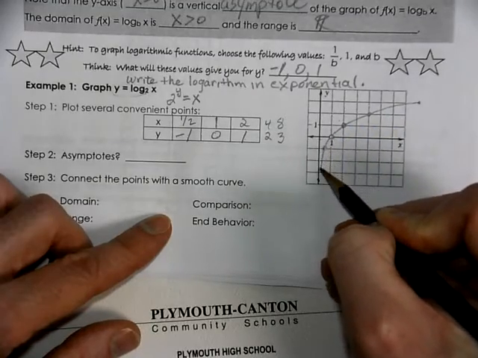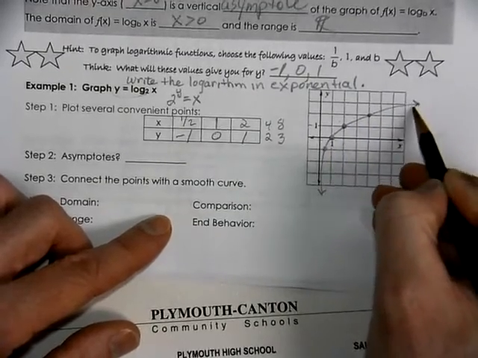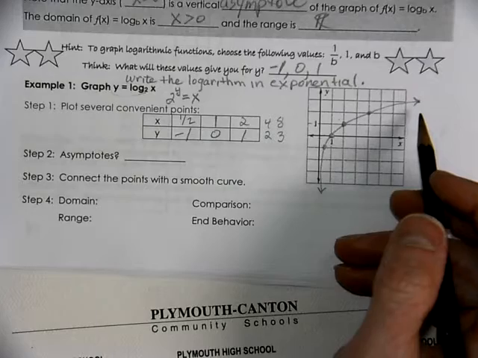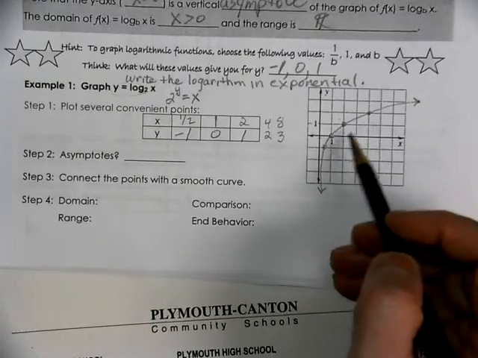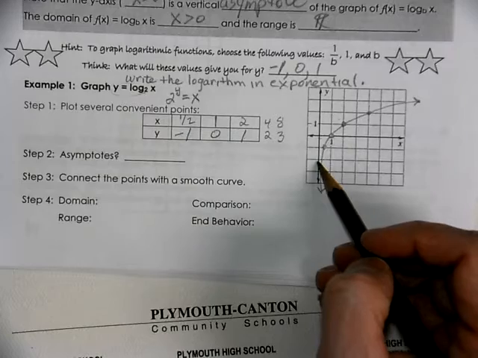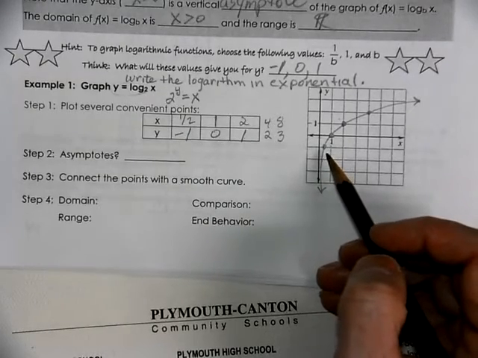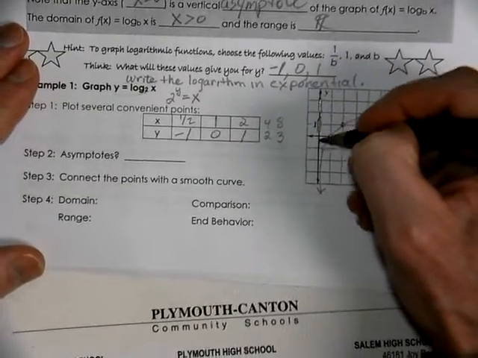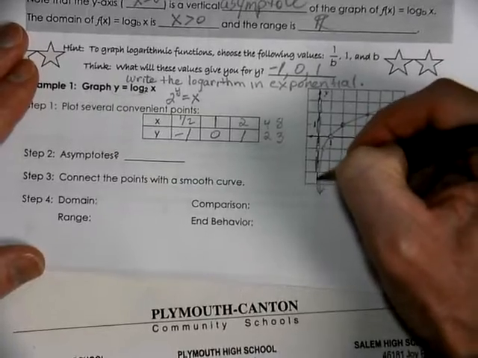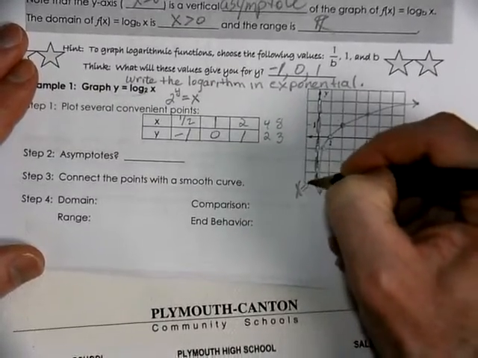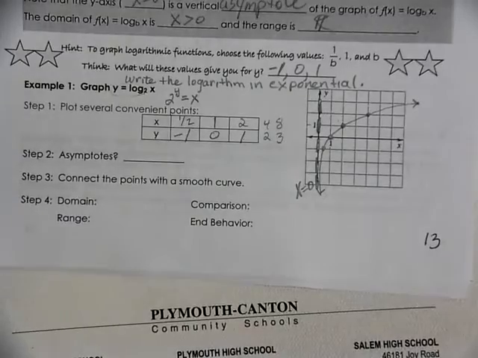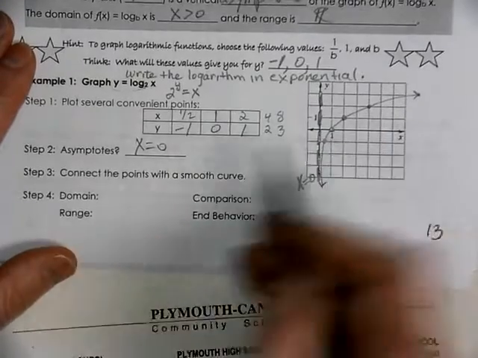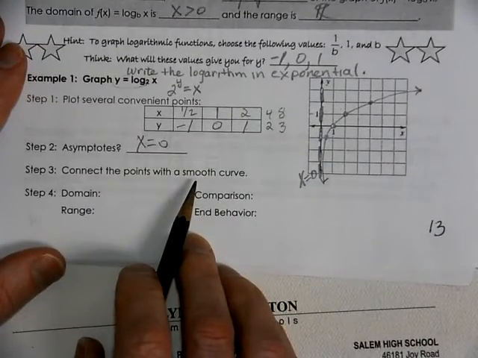We can see that the logarithmic graph continues to grow as x gets bigger. Notice that the graph is never going to touch the y-axis unless there's a translation. So we have an asymptote here at x equals 0, and you want to label that on your graph. So our asymptote is x equals 0. We connect the points to make a curve.